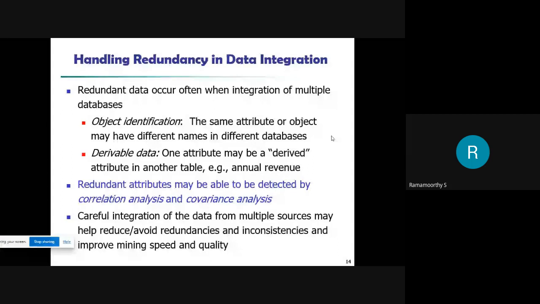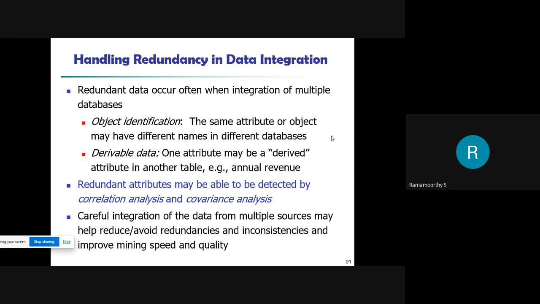So age can be derived from the date of birth, something like that. So some data can be derivable, and the same attribute can have different names in different databases. These are some of the reasons for data redundancy while you are integrating data from multiple data stores. And a redundant attribute may be detected by correlation analysis or covariance analysis.